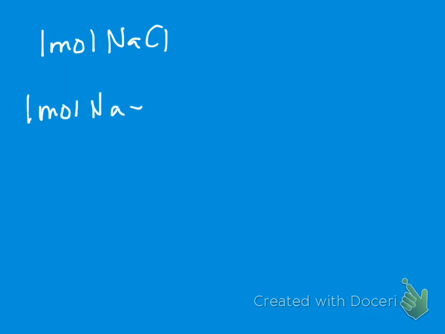What we imagine is that we have 1 mole of sodium chloride. In that mole of sodium chloride, how many moles of sodium ions do we have? 1, because it's just NaCl. So we know that 1 mole of sodium has a mass of what?